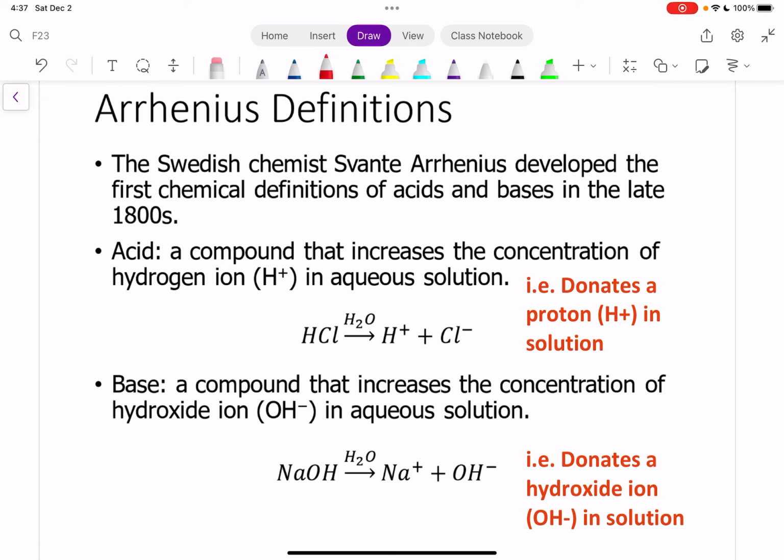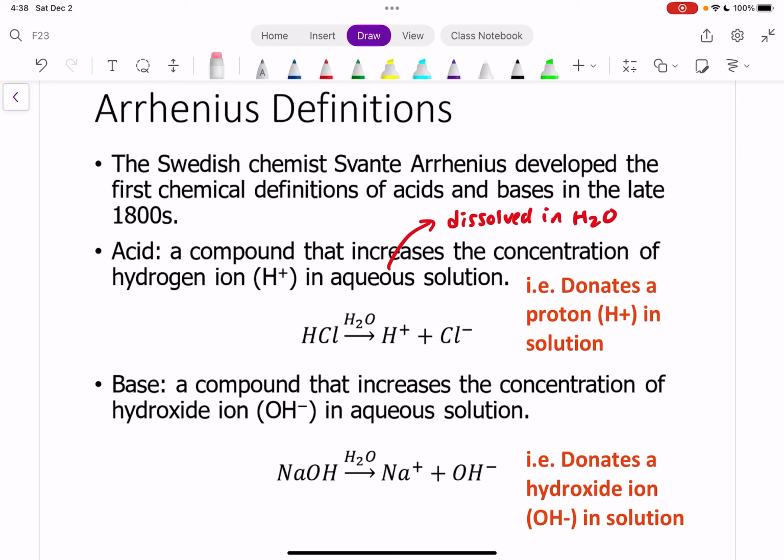And what he said was that an acid is a compound that increases the concentration of the hydrogen ion in aqueous solution. So remember, when we say aqueous solution, we mean dissolved in water. If you look at this equation here, you'll see that we're taking some HCl or hydrochloric acid, and then we're dissolving it in water. That's what this H2O above the reaction arrow stands for. It means we're dissolving it in water, or reacting it with water. You could think of it like that as well.